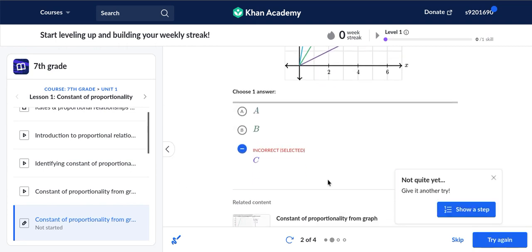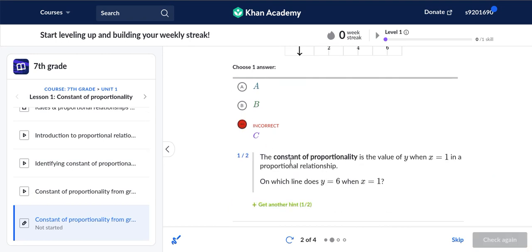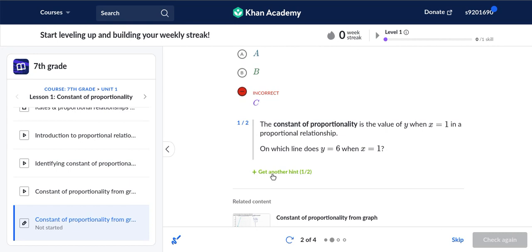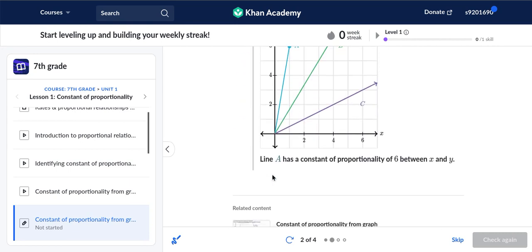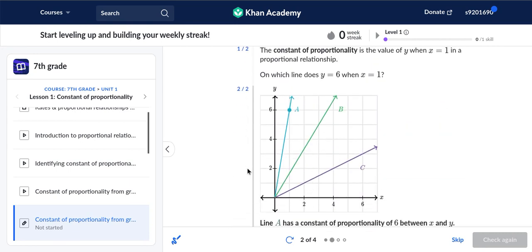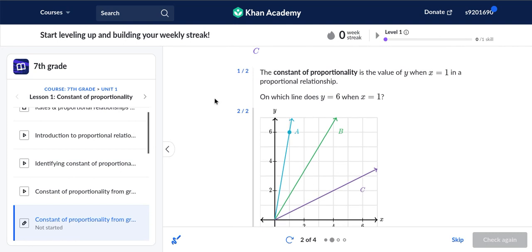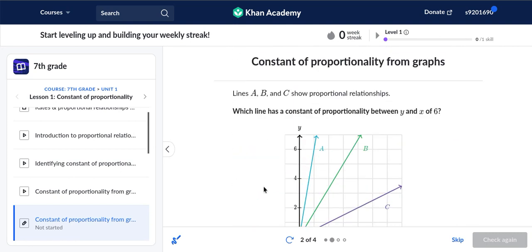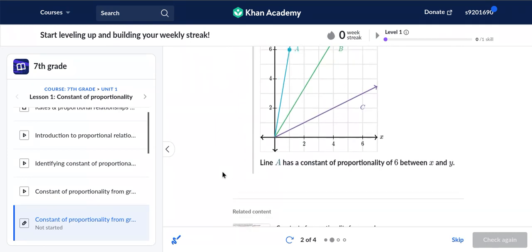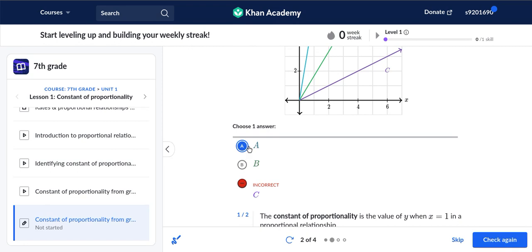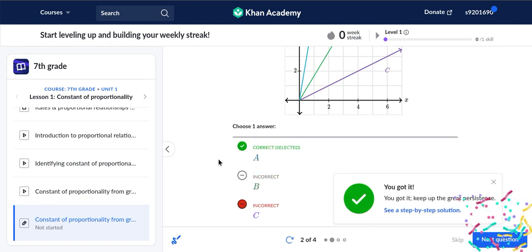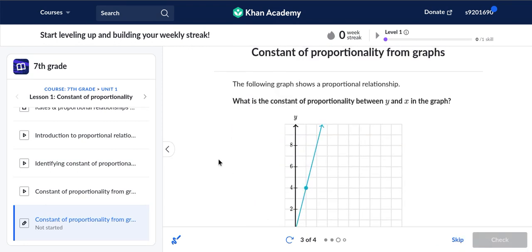Oh, we're not talking about the x-axis. That's my fault. I'm so sorry. We'll do another one because we're definitely gonna get it right.